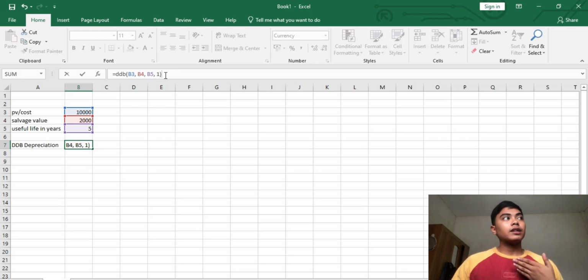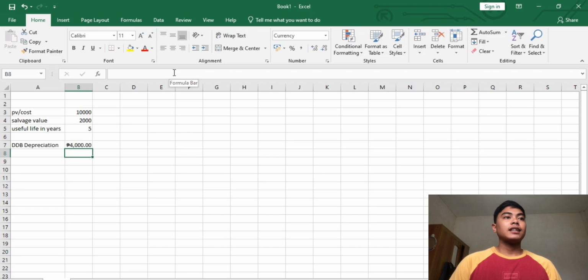So this states that we can compute the depreciation of an asset for one period. So let's try it. Enter. So the DDB depreciation is totaled at 4,000 using the double declining balance method. That is for the first period, of course.